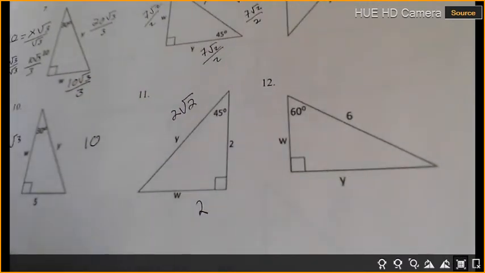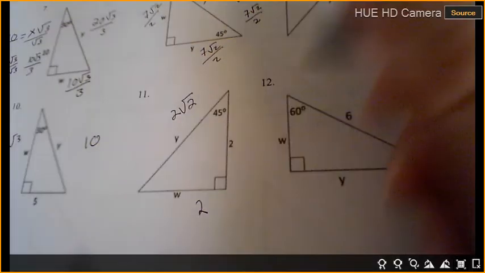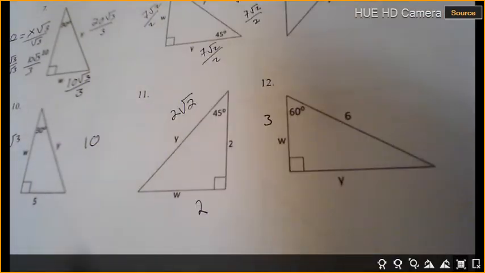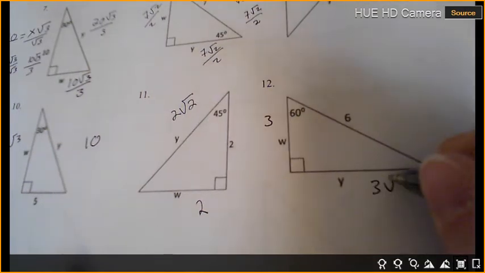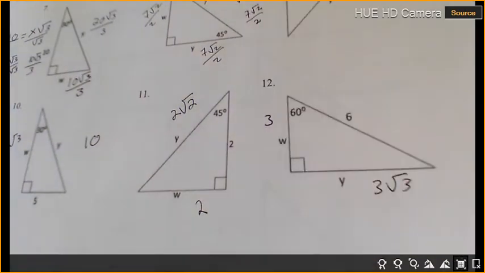We got the hypotenuse is 6. So what's W going to be? 3. Good. And what's y going to be? 3 square root 3. All right.